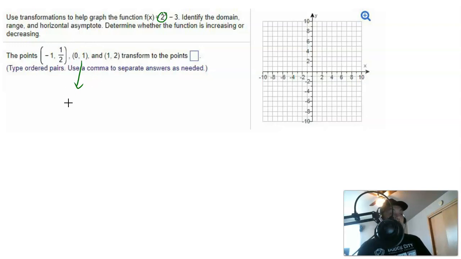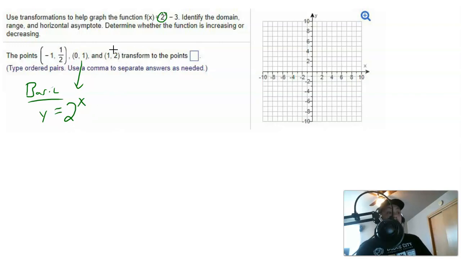So the basic exponential function that has a base of 2 is just 2 to the x power, right? So this would be my parent function. This is the most basic exponential function with the same base. So it's going to be y equals 2 to the x power. And these points are on this particular graph.